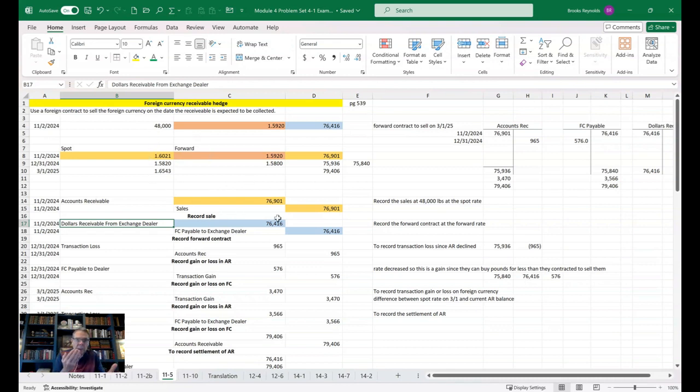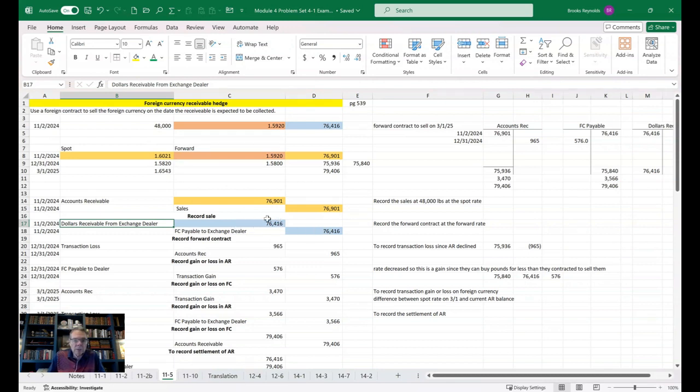We're going to sell 48,000 pounds. So those are going to match up. The only cost is going to be whatever fee we have to pay. So the forward rate is going to be different from the spot rate, and that really is going to be the fee that we're going to have to pay.